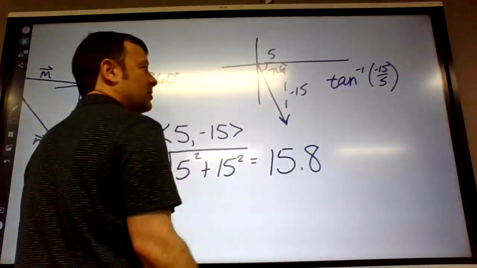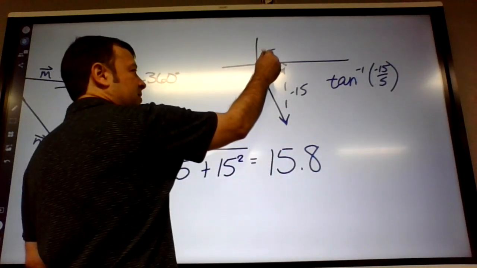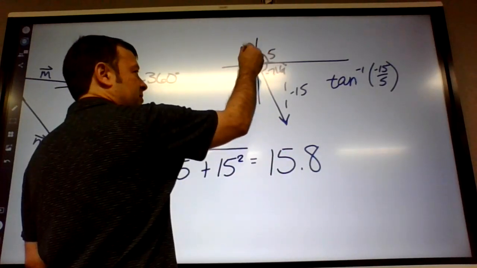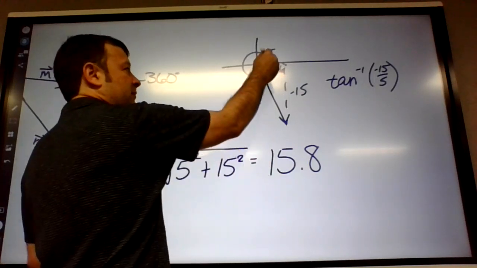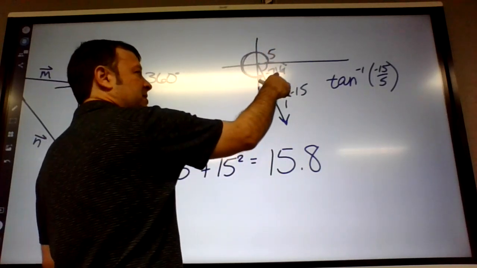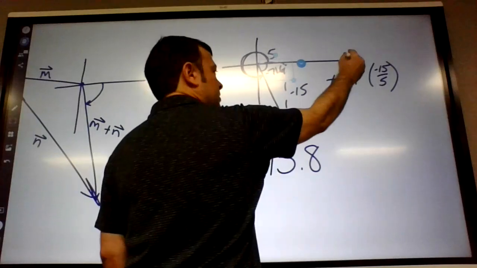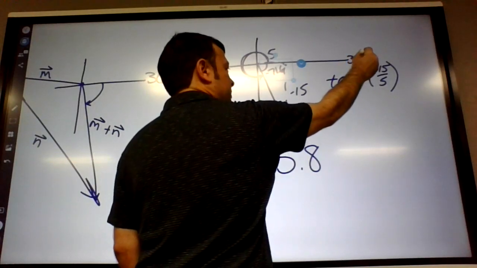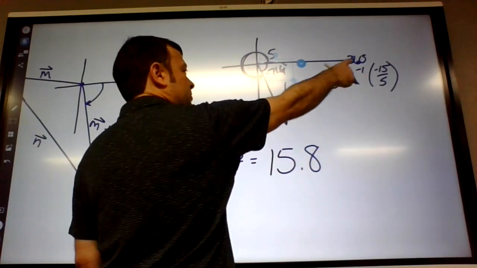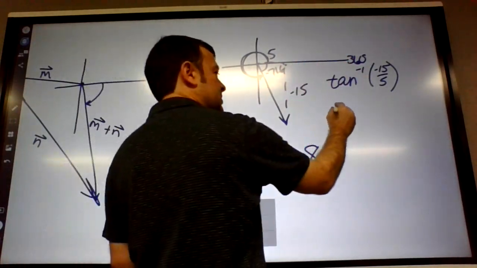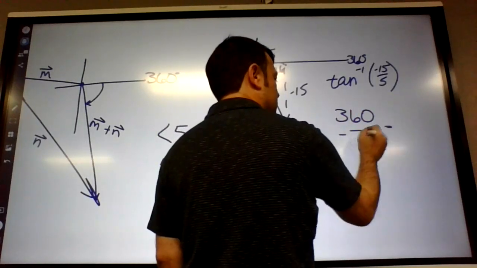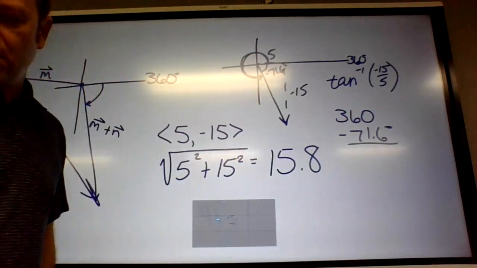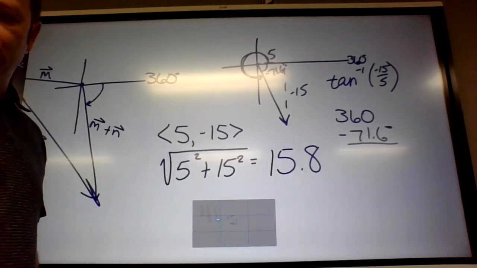Okay, that's not what we're gonna put though. Our direction starts from 0 and goes this way, so we really need this angle. So how do we find the angle from here to here? Well, basically this is 71.6 degrees short of a full 360. So we need to do 360 minus 71.6, which is 288.4.